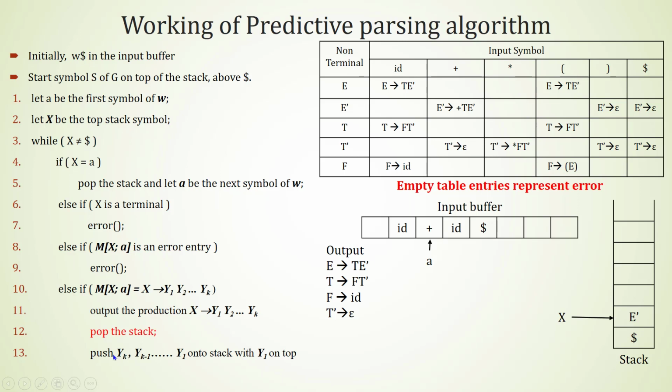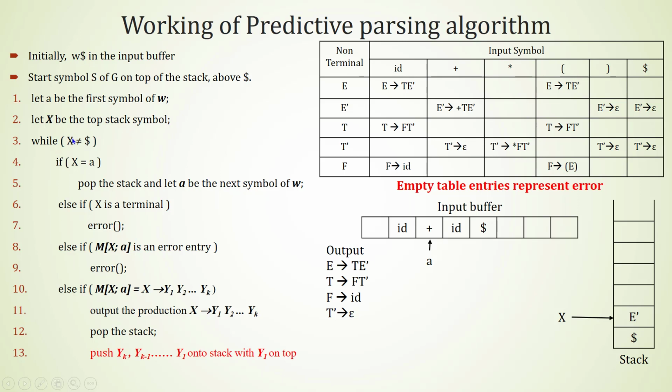Then push the right hand side of the production onto the stack. Here we have a production T' gives epsilon. Since epsilon is a null string or empty string, we have nothing to push to the stack. So the stack will remain as it is. So nothing is pushed to the stack since it is epsilon.